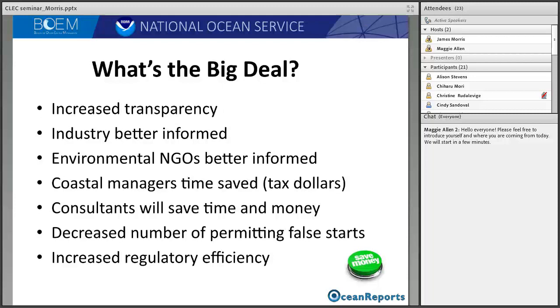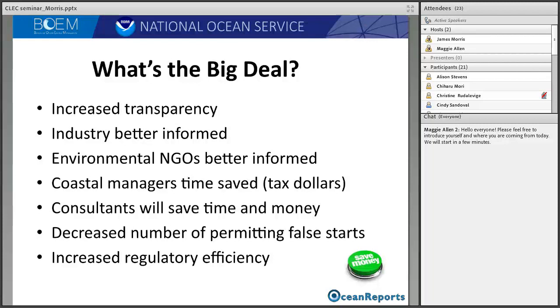The industries will be better informed. Environmental NGOs will be better informed. We'll have ENGOs that are going and speaking more intelligently about ocean space and about the types of interactions that are happening there. Coastal managers will save tax dollars and time. Consultants will save time and money and be more efficient at what they do. We'll see a decrease in the number of permitting false starts.